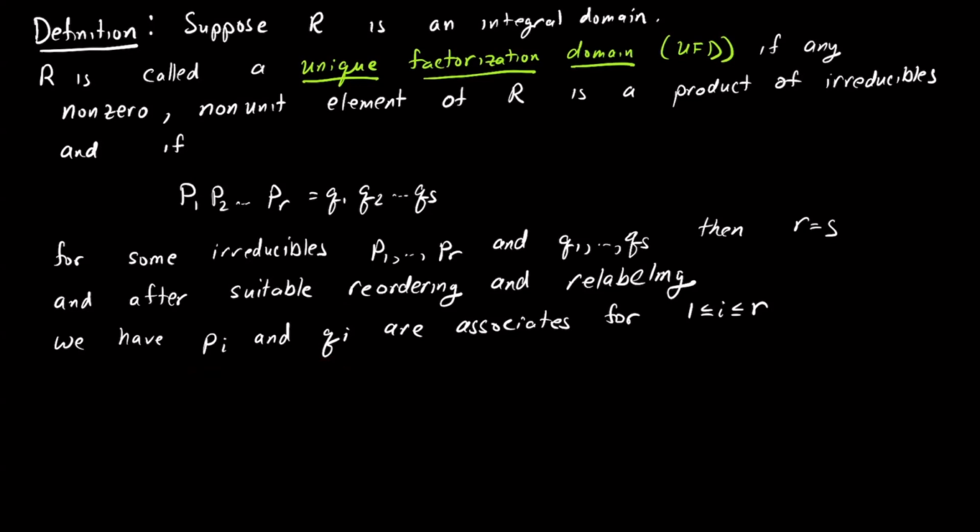And we've already seen that Z is a unique factorization domain and F[X] is a unique factorization domain. And now we'll show that every PID is a unique factorization domain. So the notion going on here is that we're working with some generalization of the fundamental theorem of arithmetic. Unique factorization domains are rings that have something like the fundamental theorem of arithmetic.